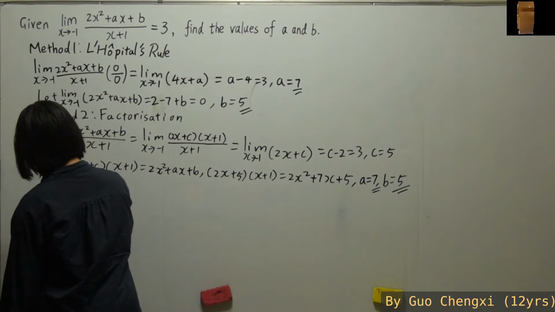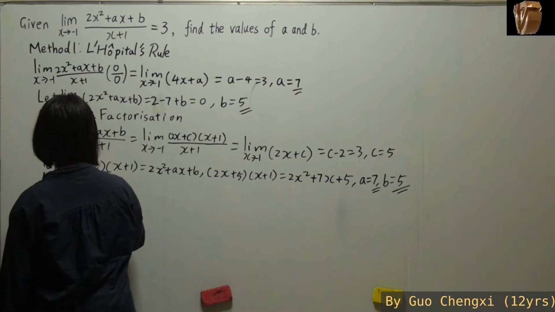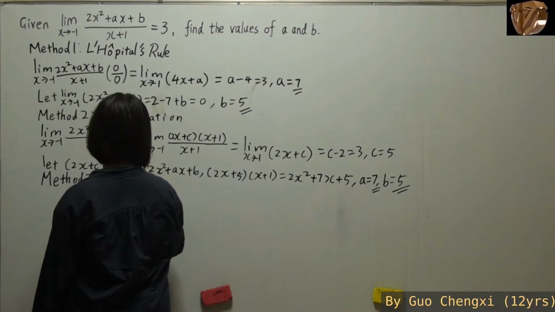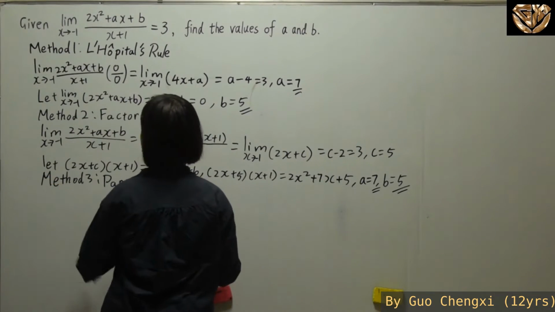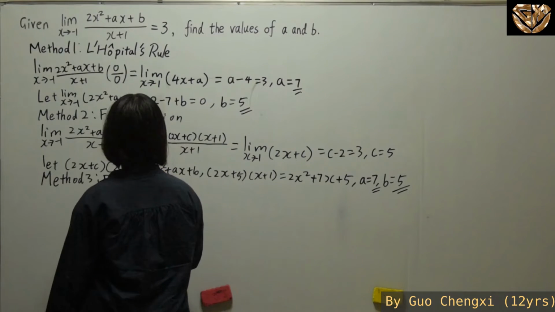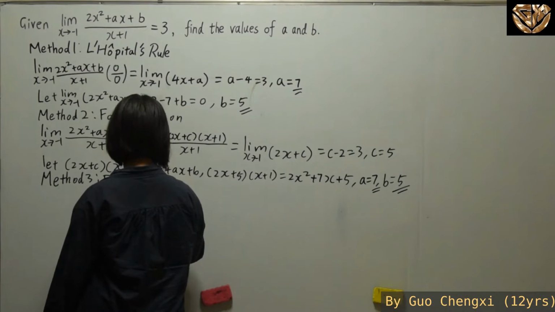Now moving on to method 3, we have partial fractions. For method 3 of partial fractions, we're just going to do it separately for x squared and x, and that's all, because we only have these two to take note of. So, partial fractions.